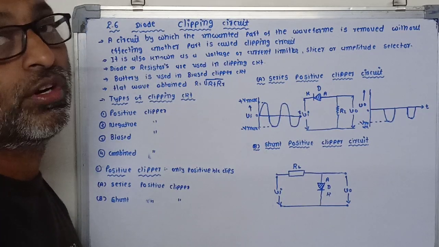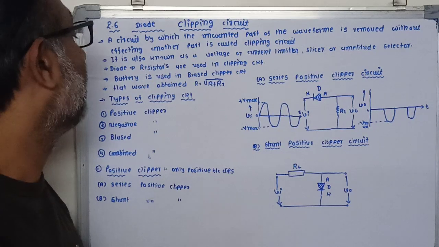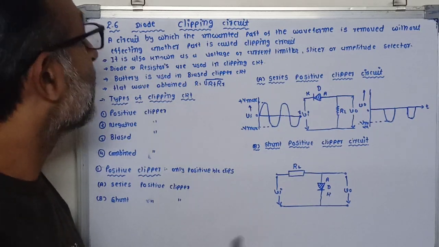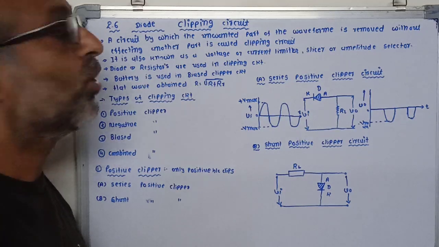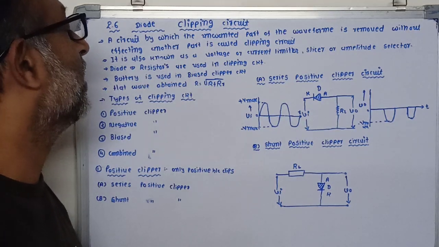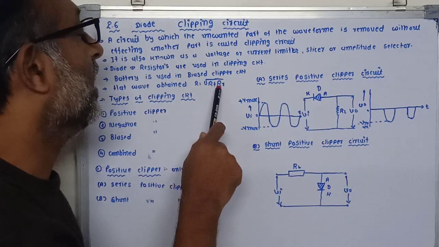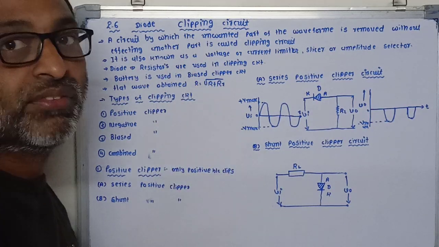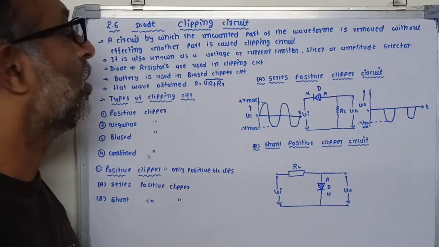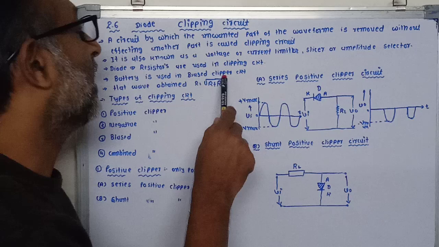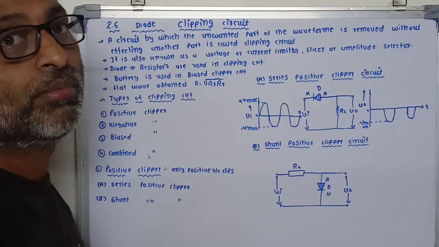Now, if we require a flat waveform from the given waveform, we should select the value of this resistance in such a way that R is equal to the square root of RF times RR. RF is the resistance offered by the diode in forward condition, and RR is the resistance offered by the diode in reverse condition.